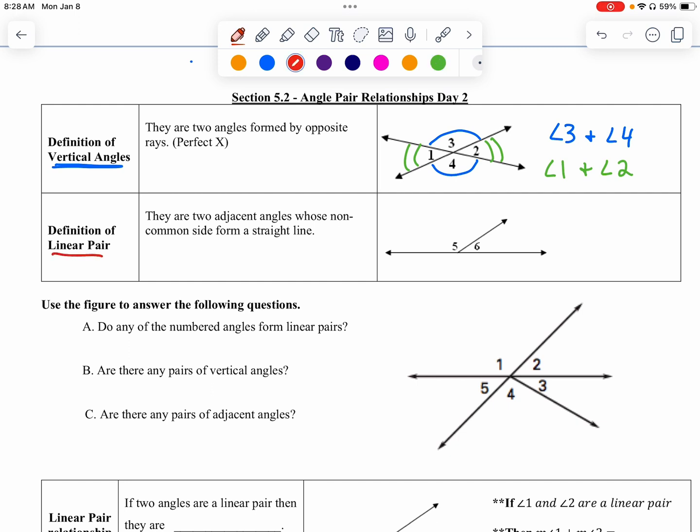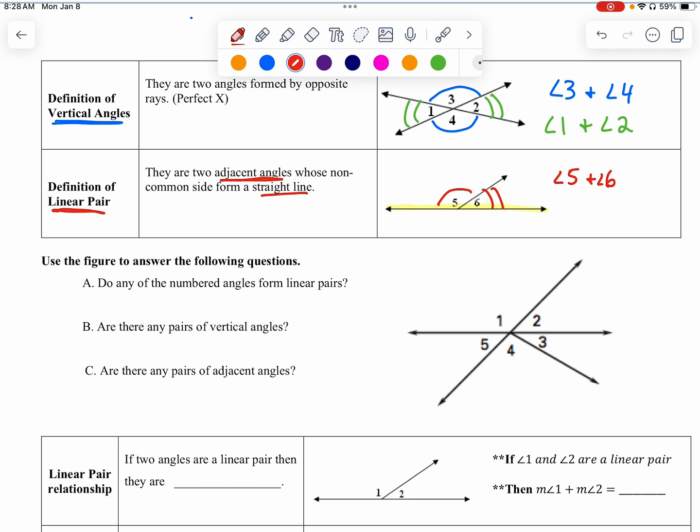The next word we have is a linear pair. So those are two adjacent angles. Remember, they share a side and a vertex, whose non-common sides form a straight line. So we know a straight line is going to be 180 degrees. If we look at this picture, this line is a straight line, and that's the side they don't share in the middle. So those are a linear pair. It's two angles, like angle 5 and angle 6, that connect to make a straight line. So linear pairs are always supplementary. So angle 5 and angle 6 are a linear pair.